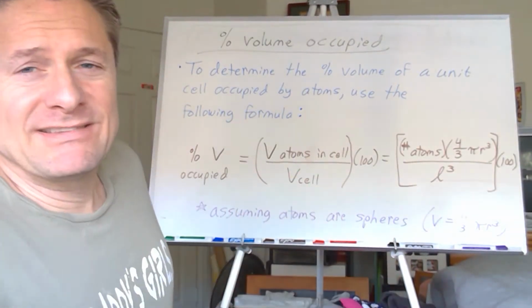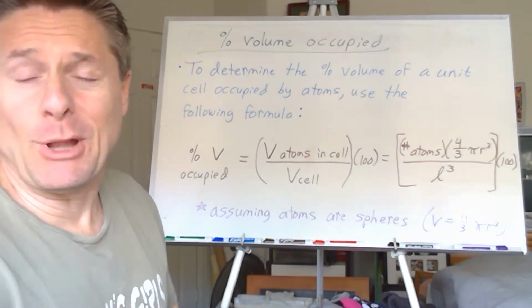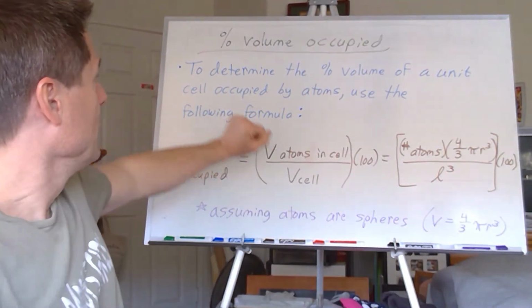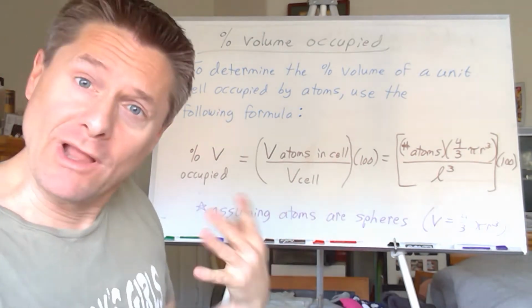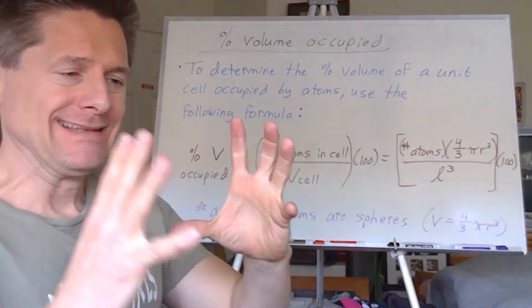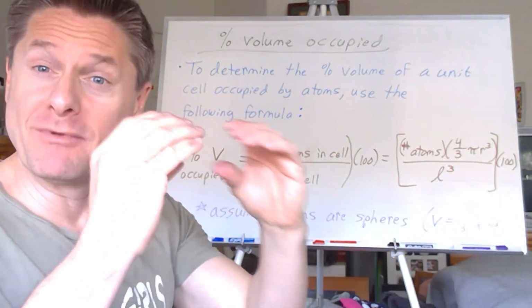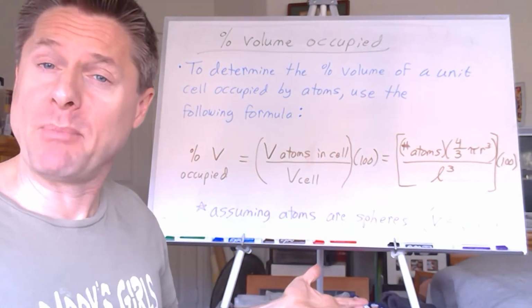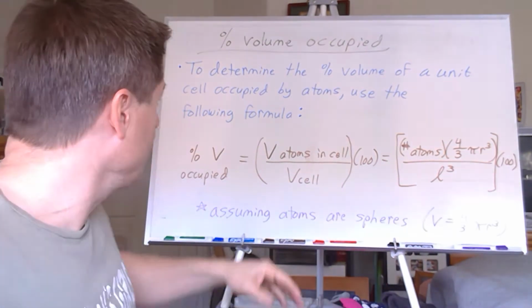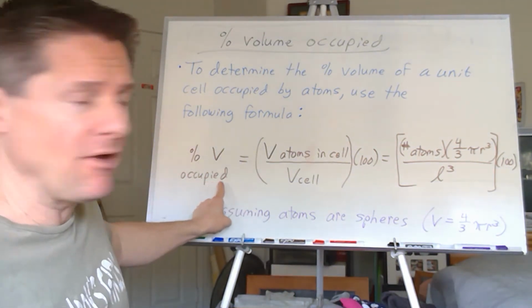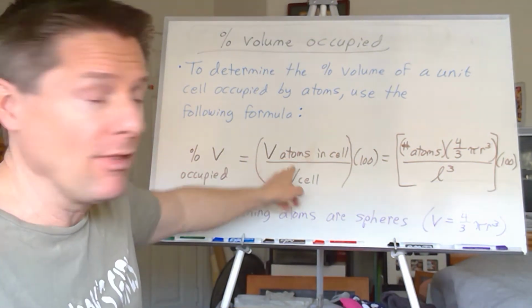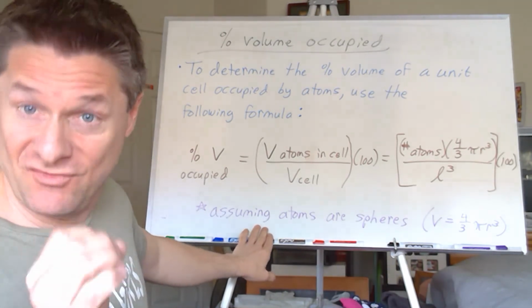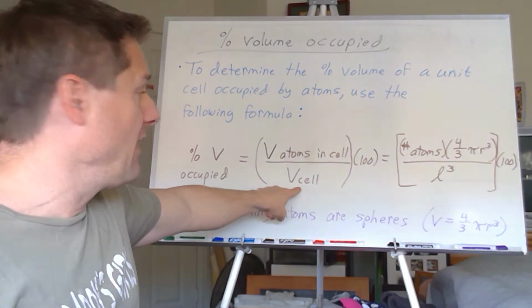All right, this mystical percent volume of a unit cell occupied by actual atoms, right? So to determine that, well, just think, seems pretty straightforward. Take the ratio of the volume of the atoms over the volume of the entire cell. Times that by 100 to go from a ratio to a percentage, right? So the percent volume occupied is just the volume of the atoms in the cell. We're going to make the assumption that atoms are spheres, okay, divided by the volume of the cell.